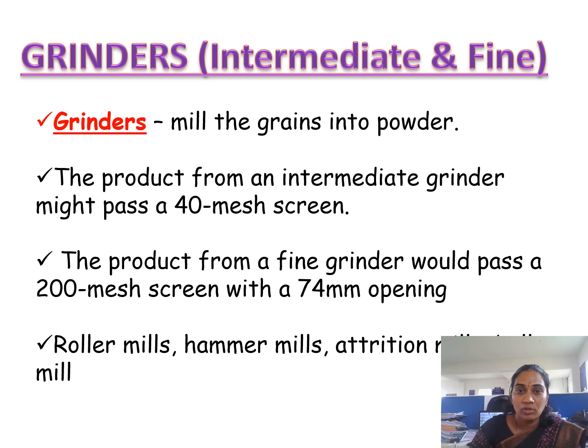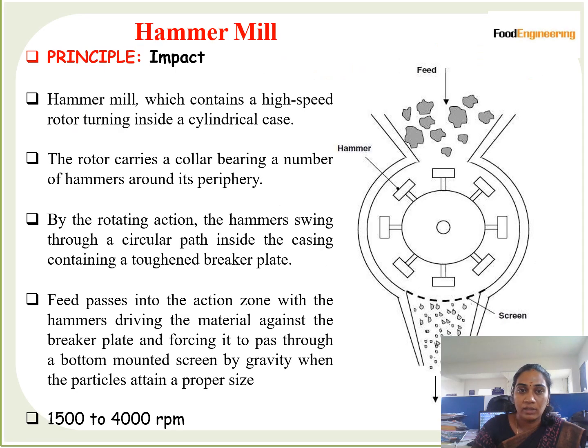Next are the grinders. These grinders were generally used to produce very fine powders. If we see the particle size of these powders, it will be around 36 microns. And here roller mills, hammer mills, or attrition mills are used to reduce the size of the particles.